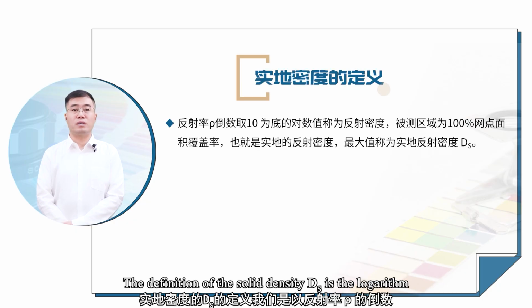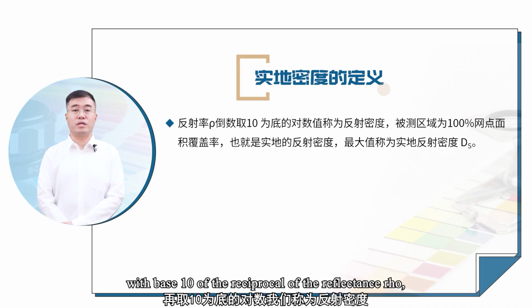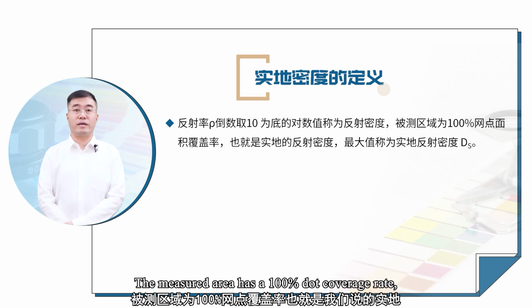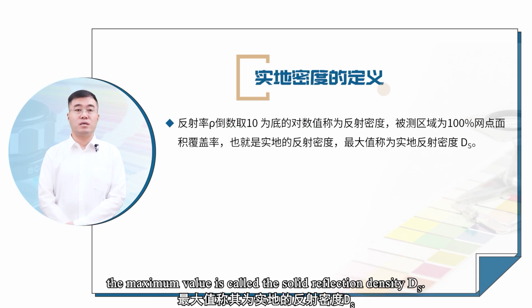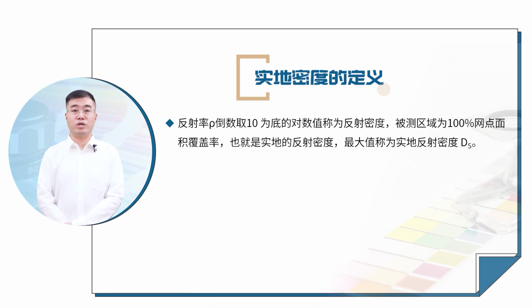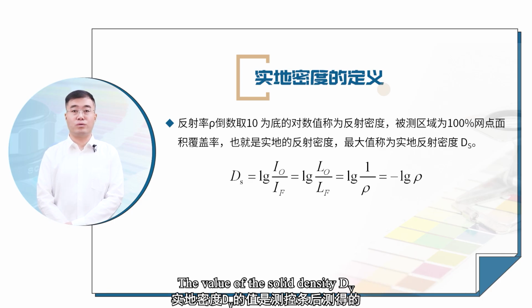The definition of the solid density DS is the logarithm, with base 10, of the reciprocal of the reflectance rho, which we call the reflection density. The measured area has a 100% dot coverage rate, that is, what we call the solid area, and its corresponding reflection density, the maximum value, is called the solid reflection density DS. The value of the solid density DV is measured on the control strip.